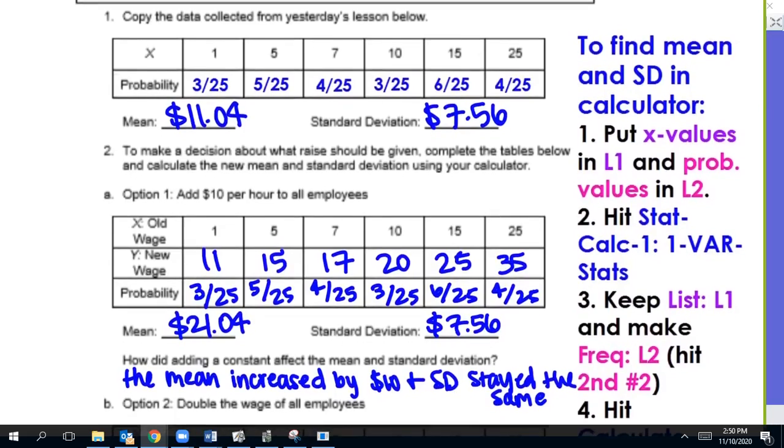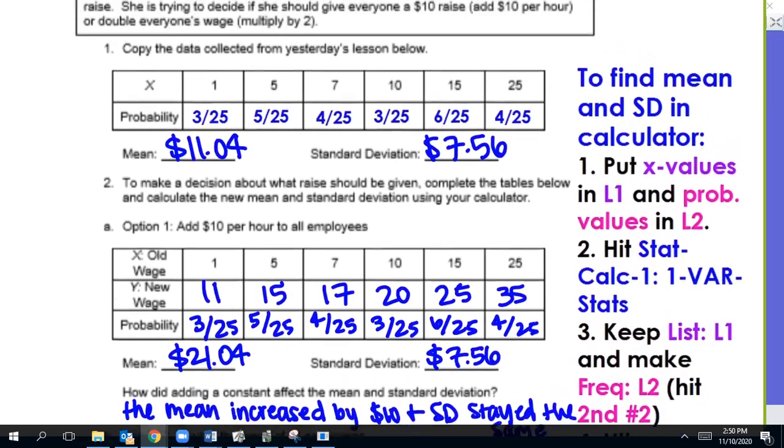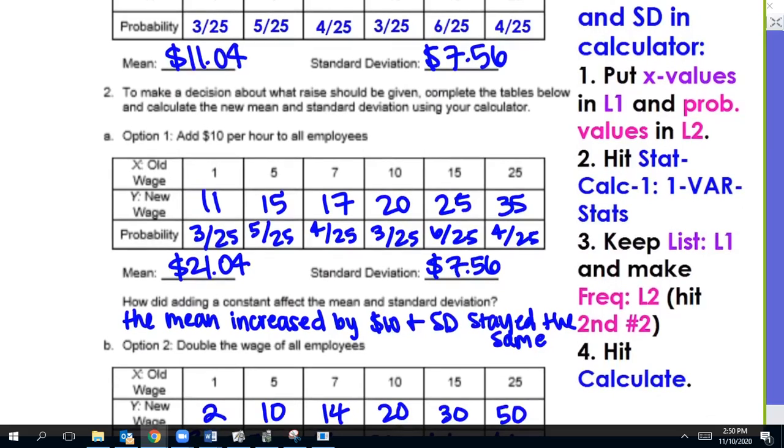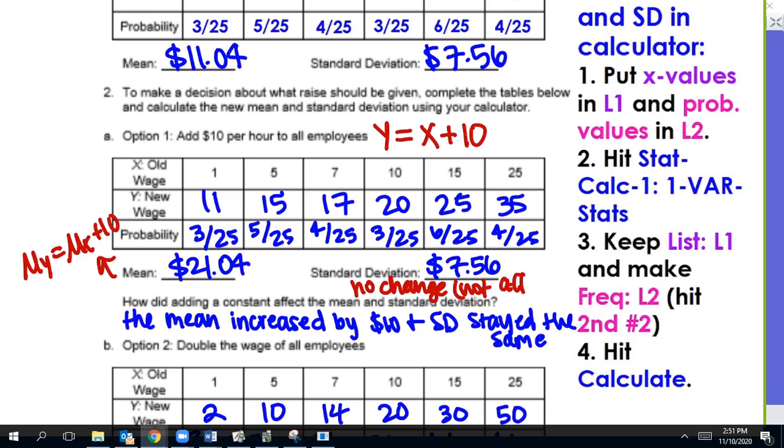What we notice on number A is we add $10 to all employees. So I'm going to say y equals x plus 10 is what we did. And so look at this mean. Mu of y equals mu of x plus 10. So that's what you should notice. And then standard deviation, no change. Remember, it's not affected by adding or subtracting. So that is what you should notice there.